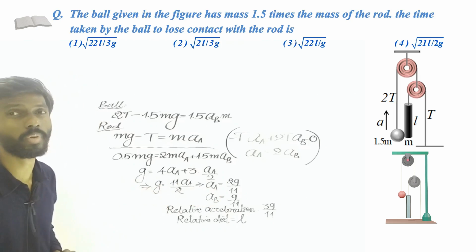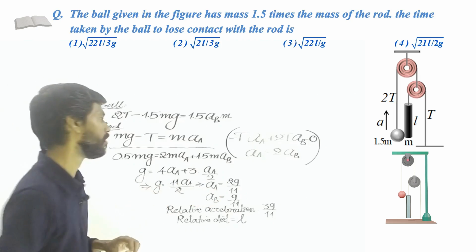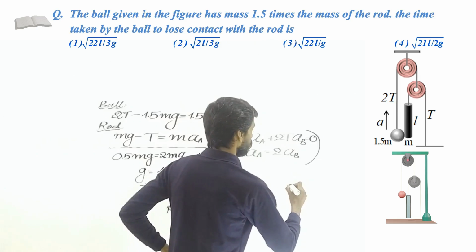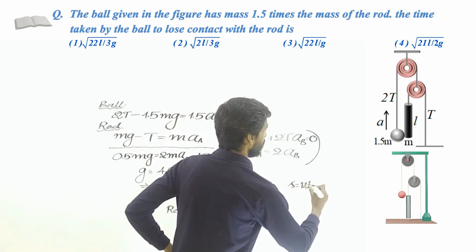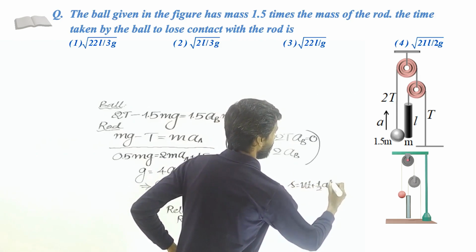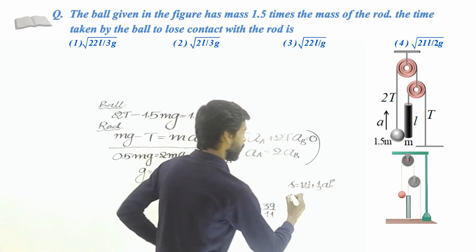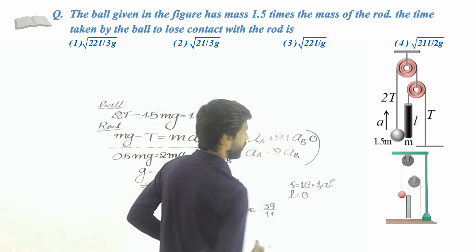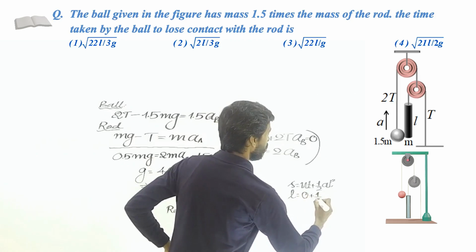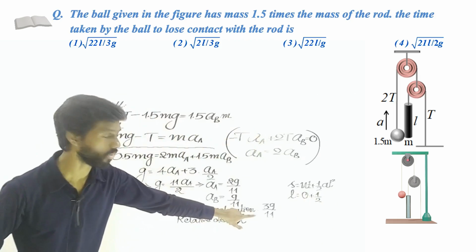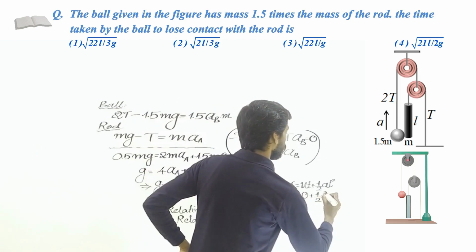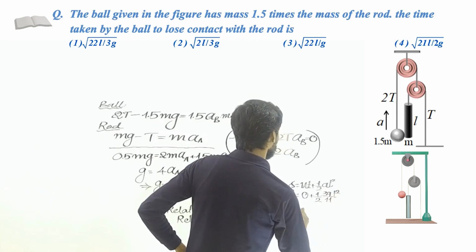So we use our basic equations of motion. S equal to ut plus half at squared. Okay, let's use this equation. S is the distance to be covered, L, and initial speed is 0, plus half the acceleration. The acceleration is what we have found here, 3g divided by 11. So 3g by 11 multiplied by t squared, that will give you the value of t.